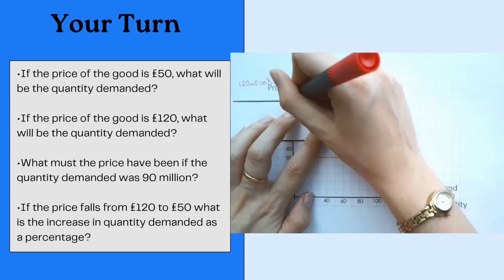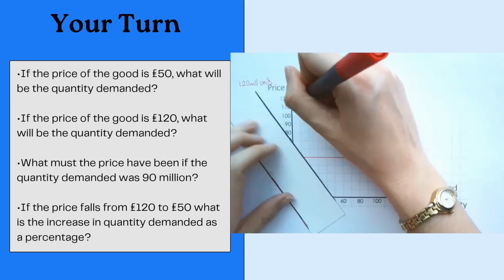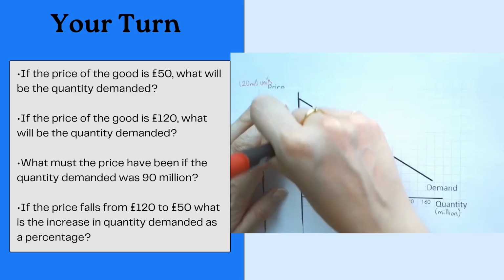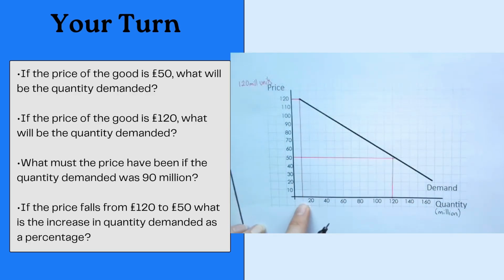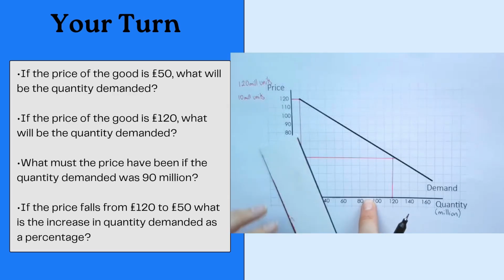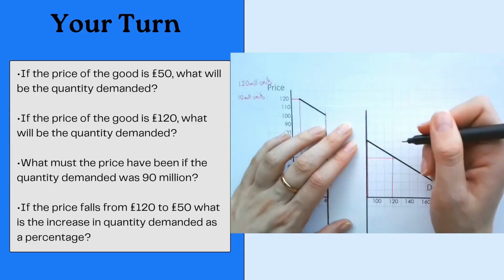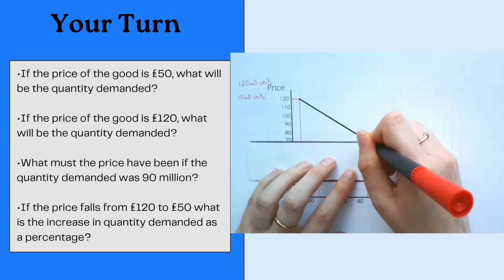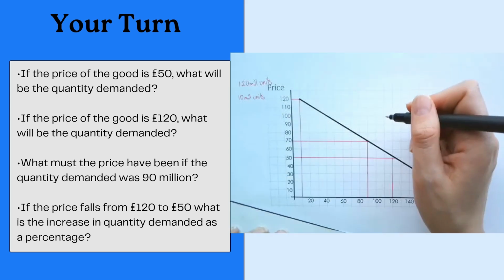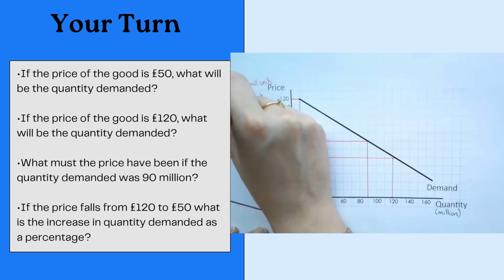Next question, if the price of the good is £120, what will be the quantity demanded? So this time the price is 120, read across and down, and I can see that my answer is 10 million units. Now if the quantity demanded was 90 million, so 90 million is here. We're going to read up this time to hit my demand curve and across the y-axis to read off the price. The price must have been £70.